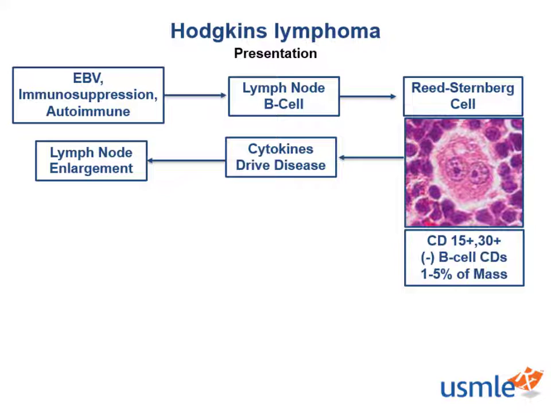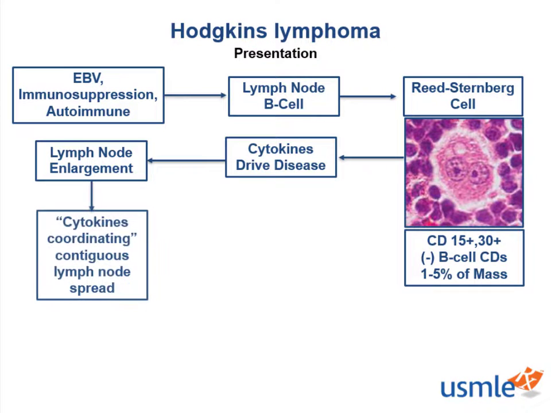Using the guiding feature that cytokines drive the disease, cytokines coordinate contiguous lymph node spread of the malignancy. What I mean by this is that Hodgkin's lymphoma is notorious for spreading in a continuous, contiguous manner, like down the cervical lymph node chain. This is good because if it's caught early with minimal spread, the prognosis of this cancer is actually very good.